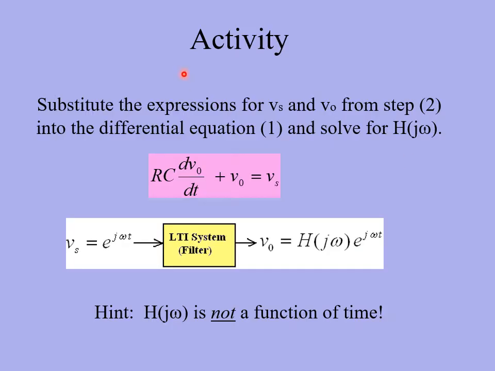All right. So at this point, here's a chance for you to do a little bit of the work. Here's an activity for you to do. What you can do is take these expressions for Vs right here and V out right here and substitute them into this differential equation and solve for frequency response H of j omega. So this is how we're going to find the frequency response of this circuit. Now, one hint here is, notice you have to take the derivative of V out, but remember that H of j omega is not a function of time, so you can just treat it as a constant. So go ahead and pause the video and do this little activity and see if you can come up with an expression for the frequency response H of j omega.